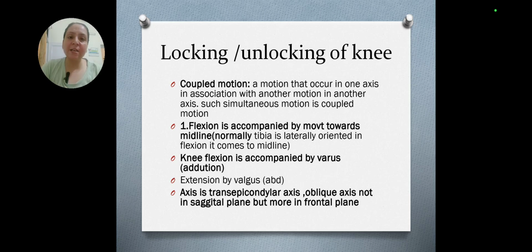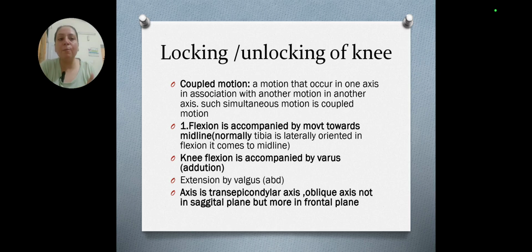Now you can do this practically while you are standing. When you bend your knee, you are able to place your heel just at the ischial tuberosity. This is possible because the tibia is moving and there is an adduction movement happening. When you try to extend your knee, the tibia is moving away. That is an abduction movement, a valgus movement. These movements are very minute, about 5 degrees or 15 degrees. So this axis is the transepicondylar axis, an oblique axis, not in the sagittal plane but more in the frontal plane.